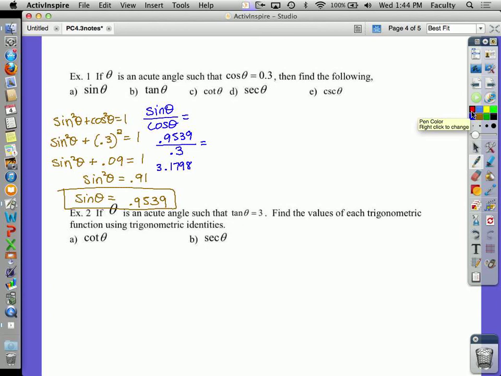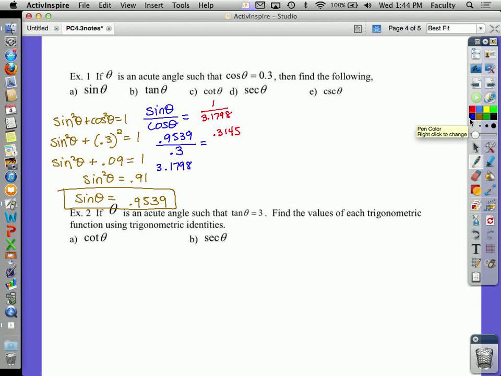Well, if I know tangent, what can I do to find cotangent? Don't you know it's 1 over tangent? Or could you just flip the fraction? Either way, both will work. So I got 0.3145.